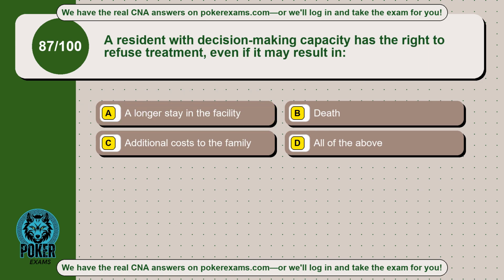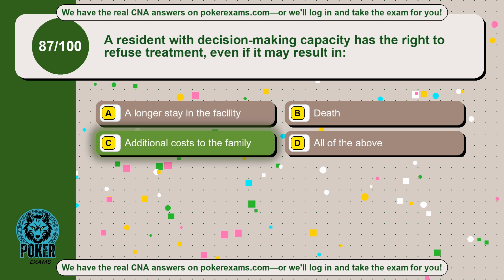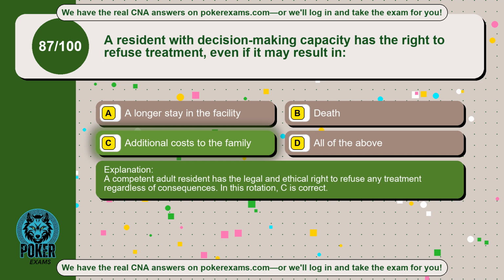Question 87. A resident with decision-making capacity has the right to refuse treatment, even if it may result in: Option A, longer stay in the facility. Option B, death. Option C, additional costs to the family. Option D, all of the above. The correct answer is option C, additional costs to the family. A competent adult resident has the legal and ethical right to refuse any treatment regardless of consequences. In this rotation, C is correct.